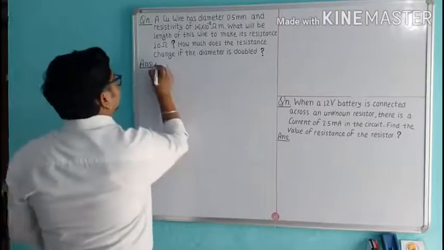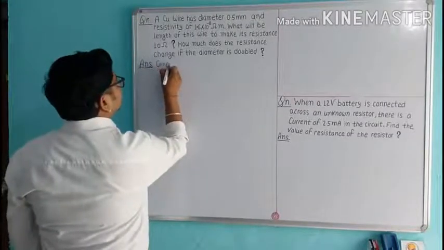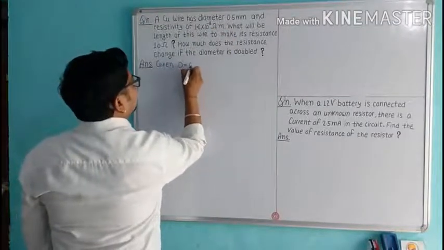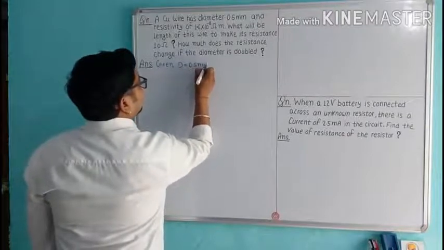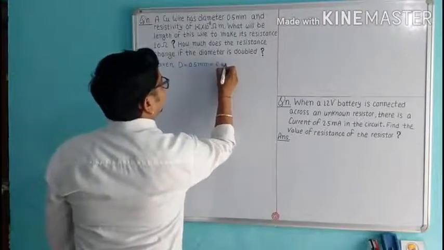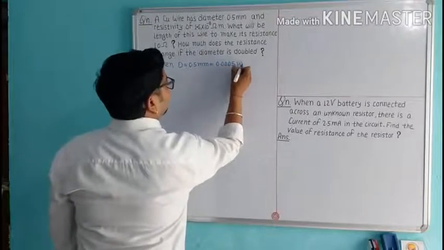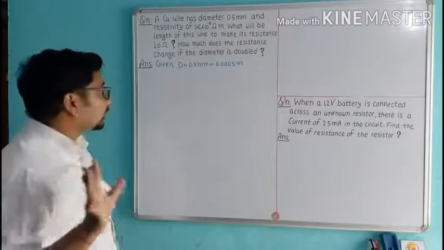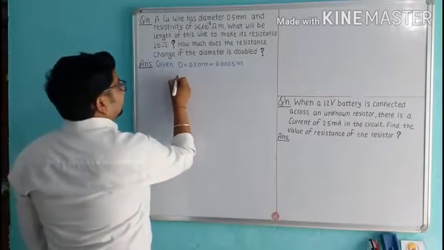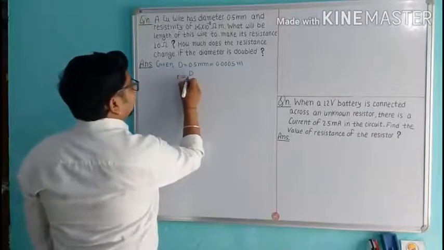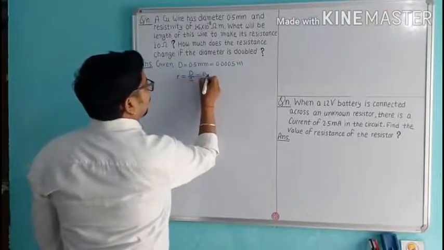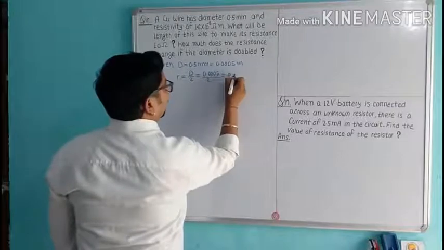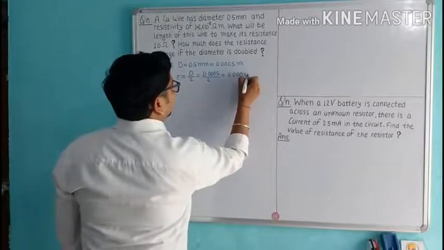Now what we have given, diameter 0.5 millimeter, or we can say 0.0005 meter, since we know that in 1 meter there is 1000 millimeter. Now, again we know that radius is half of the diameter, that is 0.0005 divided by 2, that is 0.0001 meter.